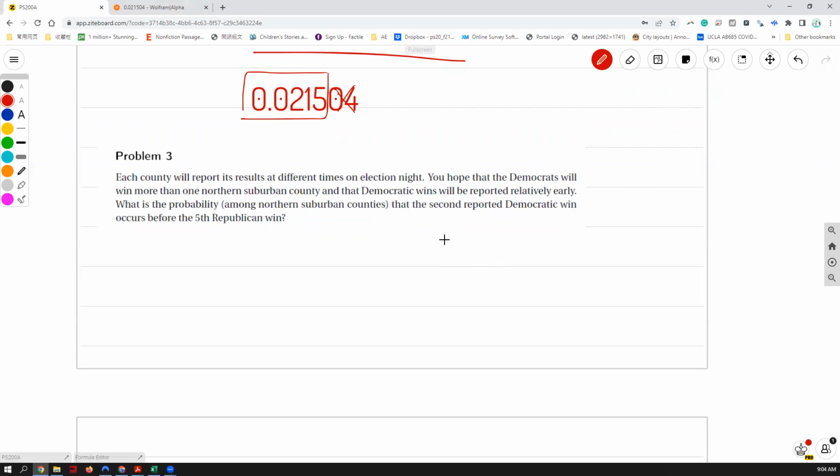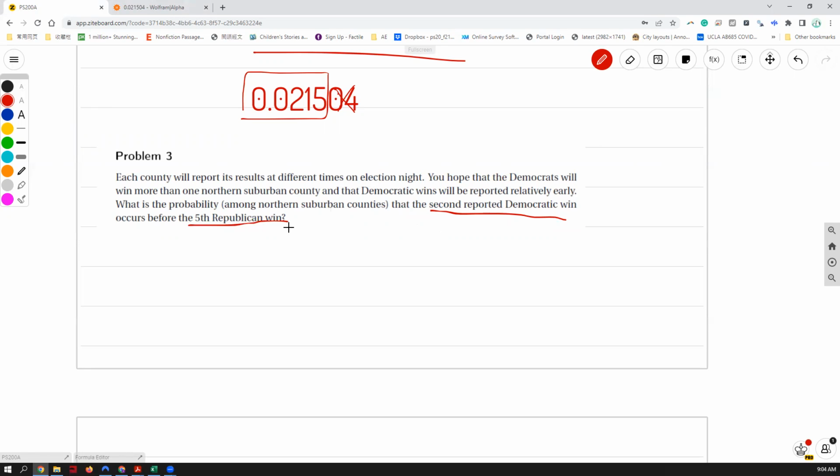We want 2 wins before 5 Republican wins. There's only 6 counties. 5 Republican wins will basically say failure, failure, failure, failure, failure, or basically having just 1 Democratic win, right? But that's actually not that important because if we're getting the second Democratic win, that means there's no way for us to get a 5th Republican win because there's only 6 in total, right? So all we need to do is calculate the probability that 2 Democrats win.